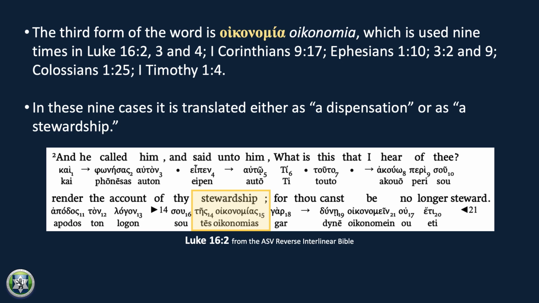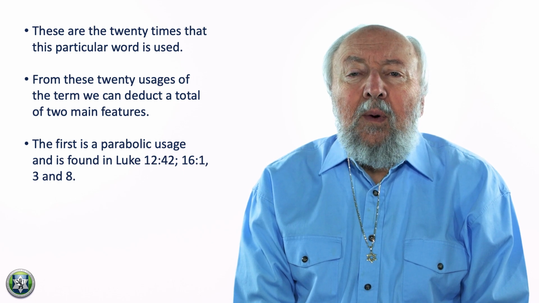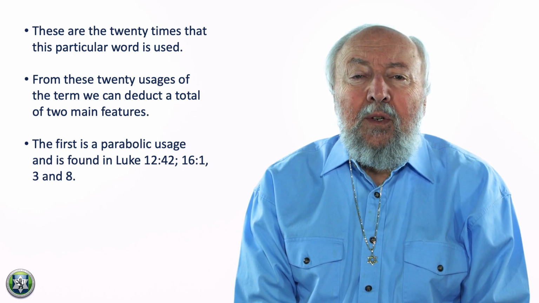The third form of the word is oikonomia, which is used 9 times. In Luke 16, verses 2, 3, and 4, 1 Corinthians 9:17, Ephesians chapter 1, verse 10, chapter 3, verses 2 and 9, Colossians 1:25, and 1 Timothy chapter 1, verse 4. In these 9 cases, it is translated or rendered either as a dispensation or as a stewardship. These are the 20 times this particular word is used.